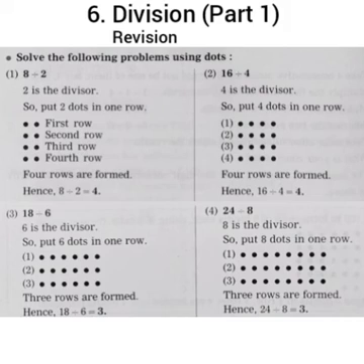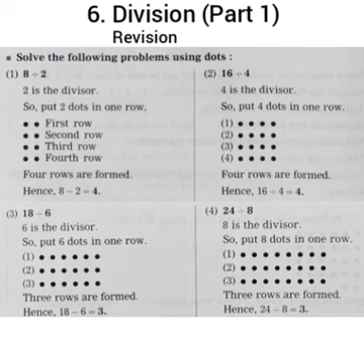Number 2. 16 divided by 4. 4 is the divisor. We have to divide 16 dots into 4. So, put 4 dots in one row. In first row, 4 dots. In second row, 4 dots.